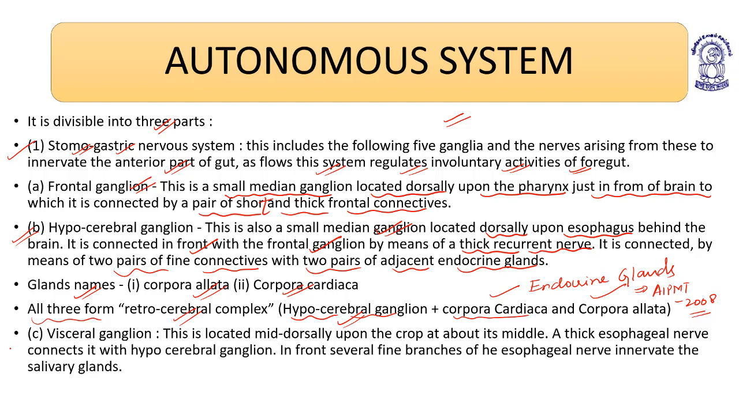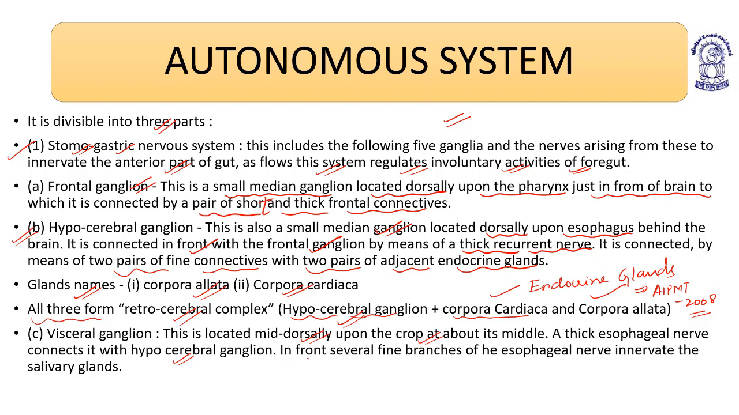Now the visceral ganglia. These are located in the mid-dorsal region upon the crop of the digestive system. You learn about the crop and gizzard. A thick esophageal nerve connects the hypocerebral ganglion with the visceral ganglion. The visceral ganglion is connected to the hypocerebral ganglion with the help of the thick esophageal nerve.